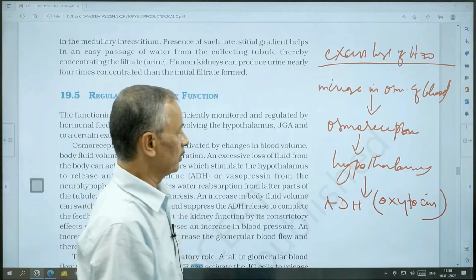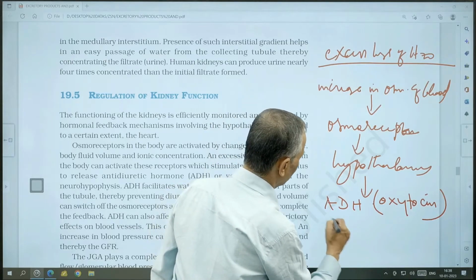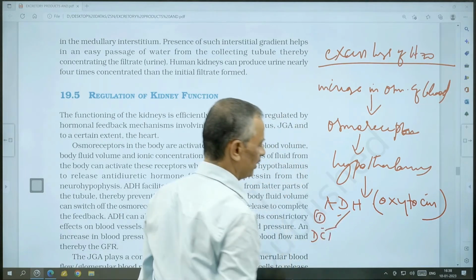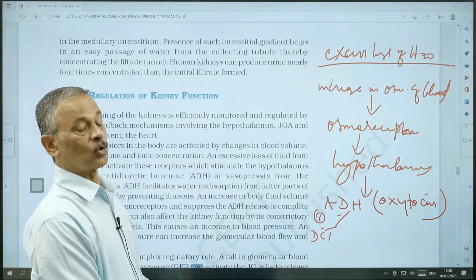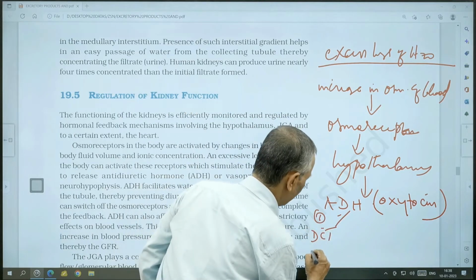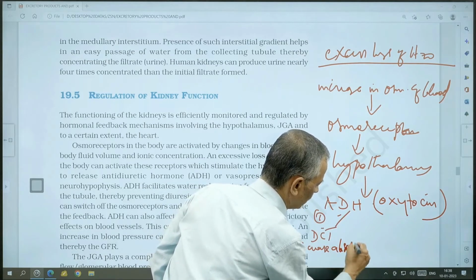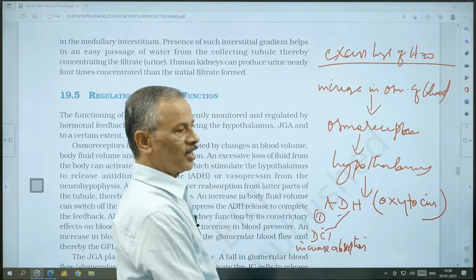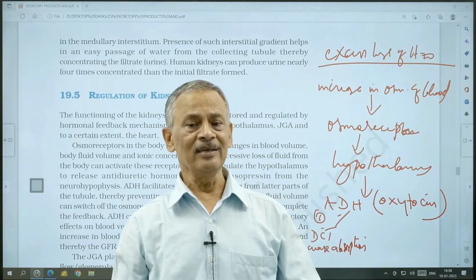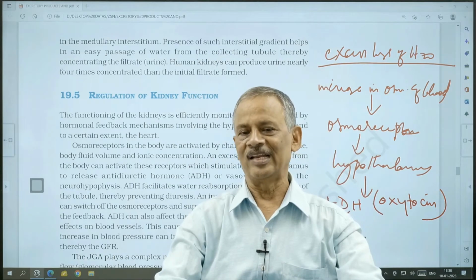This oxytocin or ADH has 2 actions, dual action. What are their actions? 1, it will act on DCT and will cause more water to be absorbed. So, it will increase permeability, increase absorption of water. Okay. When there is more water absorbed, urine becomes concentrated and more water comes to the body. That means the osmolarity of the blood decreases.